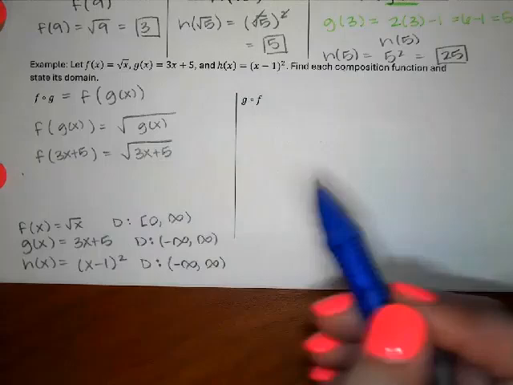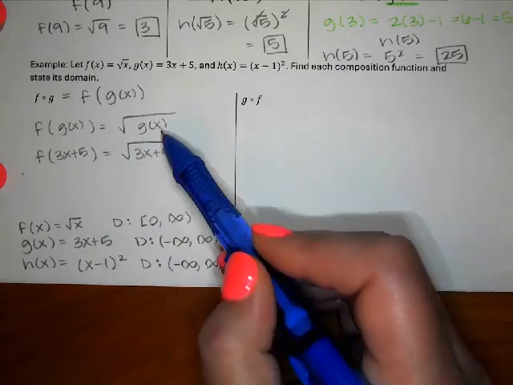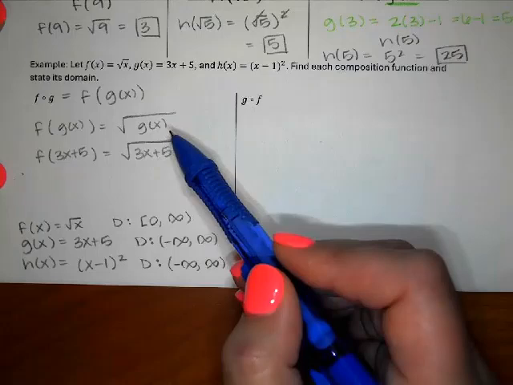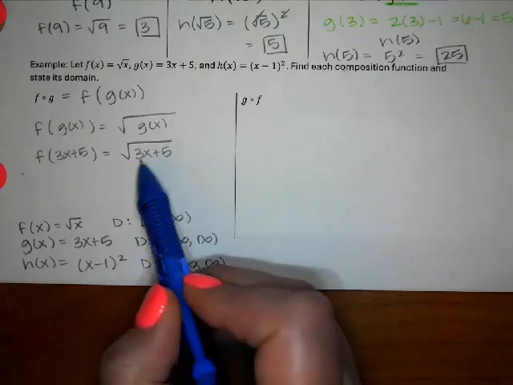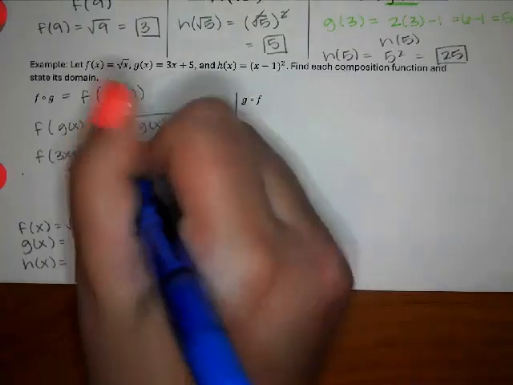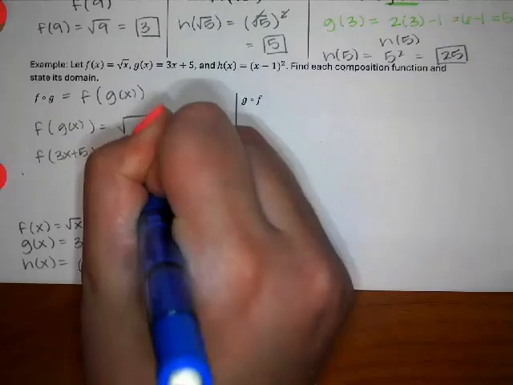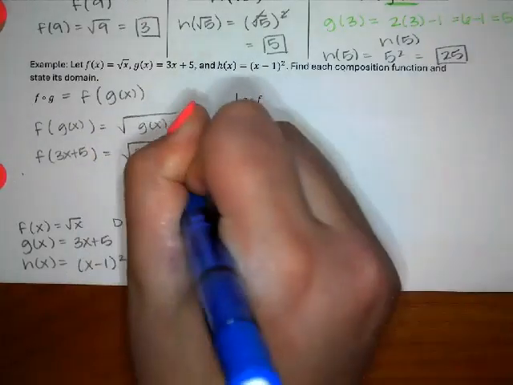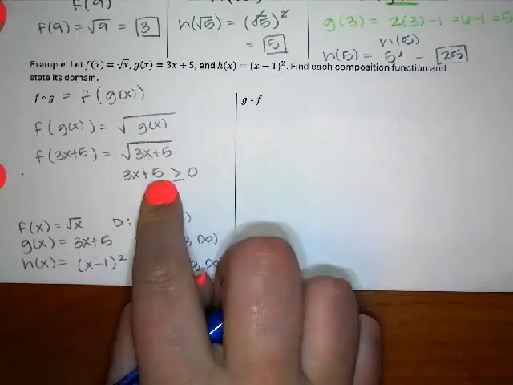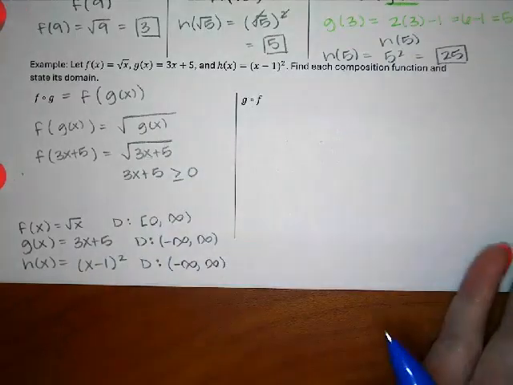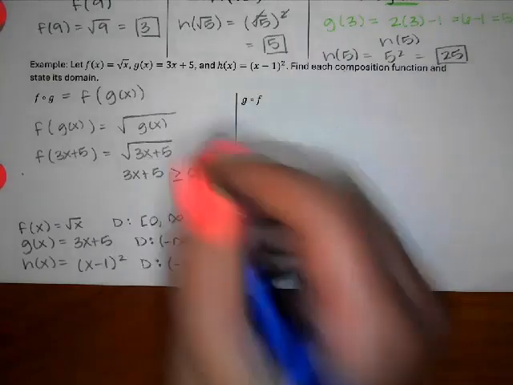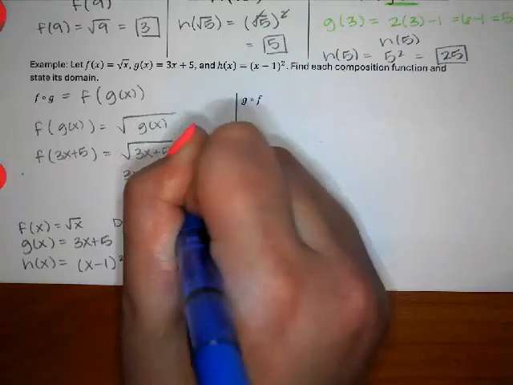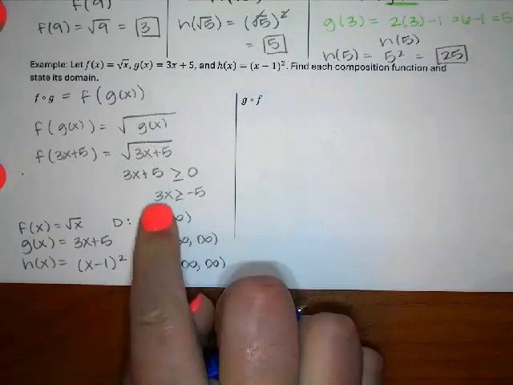I can't plug in negative numbers. So I'm going to say that this thing that I plug in, the 3x plus 5, has to be greater than or equal to 0. Has to be positive, or it can equal 0. 0 is fine. And then I'm going to go ahead and solve this. So I'm going to subtract the 5 over, and then I'm going to divide the 3 over. So x has to be greater than or equal to negative 5/3.